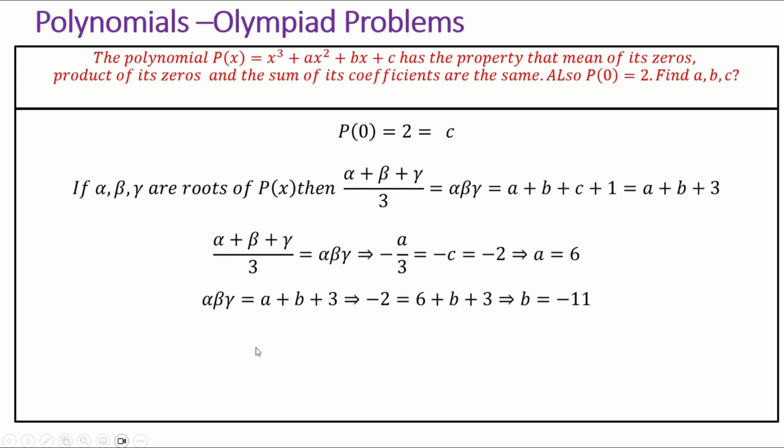We can substitute any of these actually. Alpha plus beta plus gamma equal to a plus b plus 3. Which means alpha plus beta plus gamma is minus c, which is minus 2, equal to 6 plus b plus 3. So b equal to minus 11. So we got all the three values: a equal to 6, b equal to minus 11, c equal to 2.